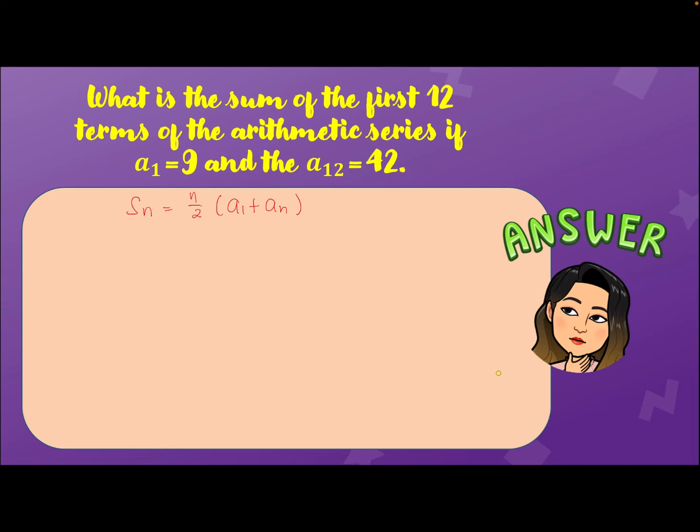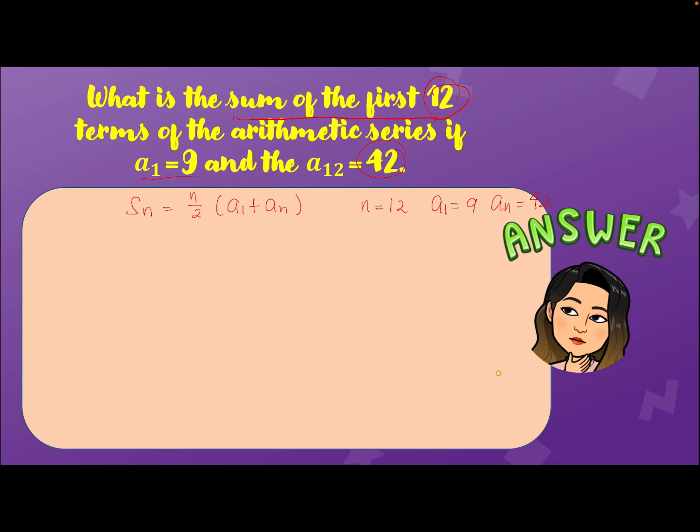From this example, we have our n, which is 12, because the question in the given problem is what is the sum of the first 12 terms. So our n here is 12. Given a sub 1 is 9, and our a sub n is 42. Now we can substitute to the given formula.